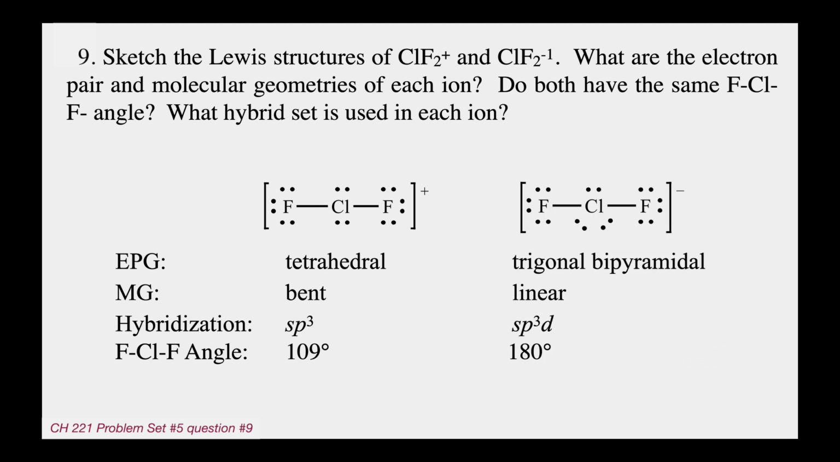ClF2-, though, is a little bit different. The central chlorine has 3 lone pairs around it with still 2 bonds to fluorine. This is a trigonal bipyramid electron pair geometry. The molecular geometry here will be linear. You need to keep the lone pairs as far apart from each other as they can. This is sp3d hybridized. Trigonal bipyramid always means sp3d. And finally, because it's linear, the F-Cl-F angle is 180 degrees.